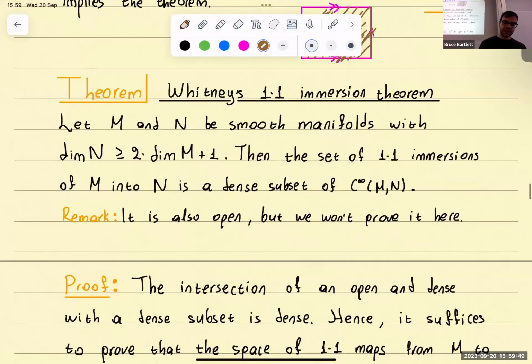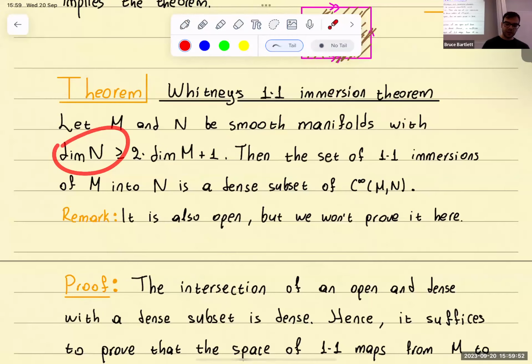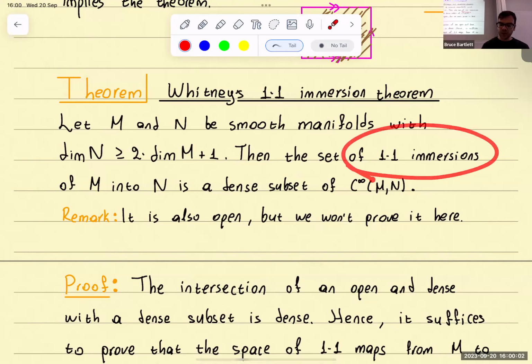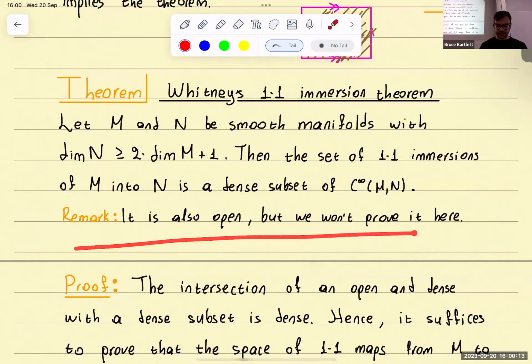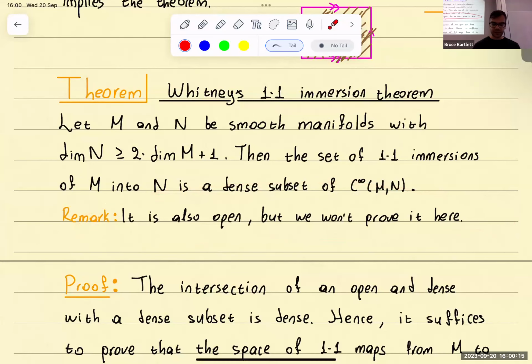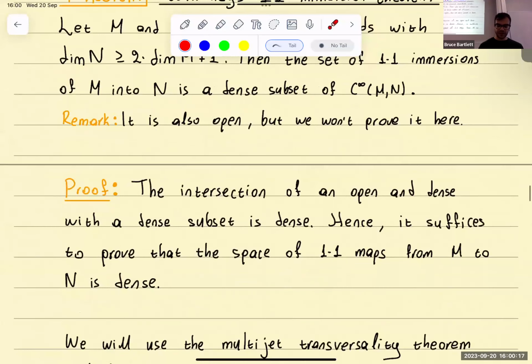And then I'm saying that if the dimension of n was a little higher than I asked for before, so greater than or equal to twice the dimension of m plus 1, then I can say that the set of one-to-one immersions, m into n, is a dense subspace of the space of maps from m to n. And it also happens to be open, but we're not going to prove that here.